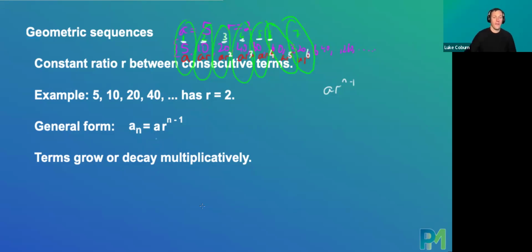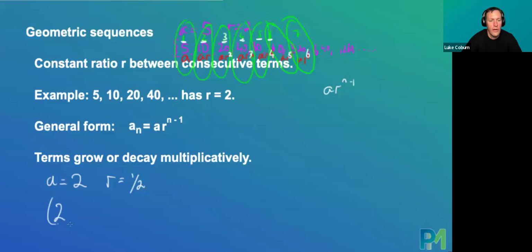And with these, the numbers either get really, really huge or they get really, really small. So an example might be, let's say we start with the number 2, a is equal to 2. And this time, let's make r a half.